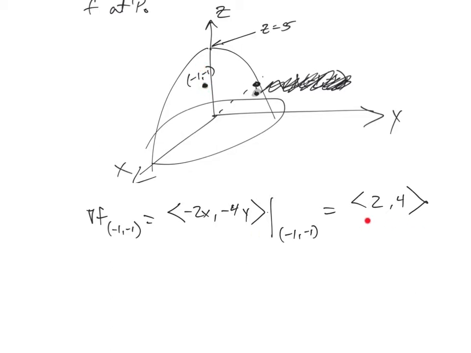Does this gradient vector make sense? It's got to point straight uphill. It does, right? It's got a little bit of an x component. It's got a lot of a y component. It's pointing uphill.